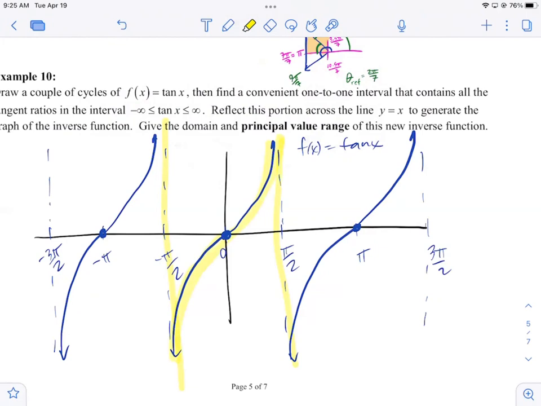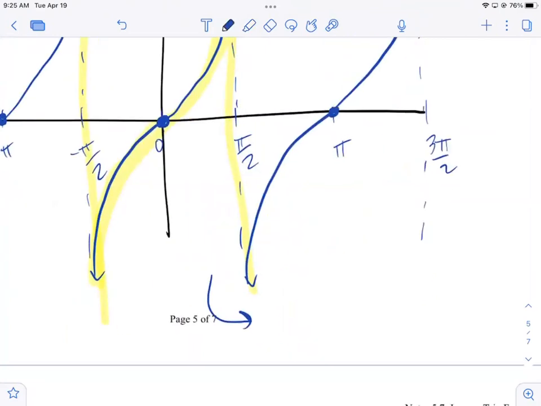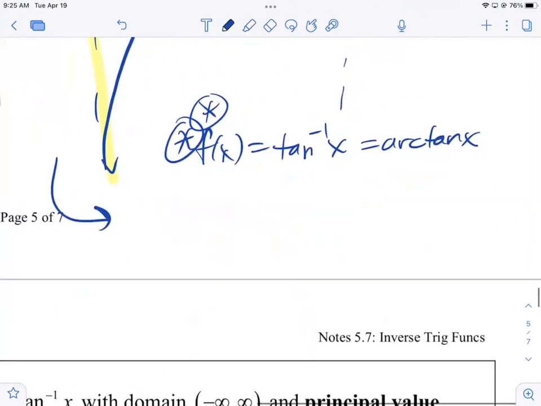So instead of going from 0 to pi, like we did for cosine, we're going to straddle symmetrically on either side of the y-axis. Negative pi halves to pi halves. So if we took that and reflect it now across the line y equals x, we're going to get the graph of arctangent or inverse tangent. Now, this is the only inverse trig function that you need to know. You don't need to know what the graph of arcsine and arccosine are. You do need to know what the PVR looks like.